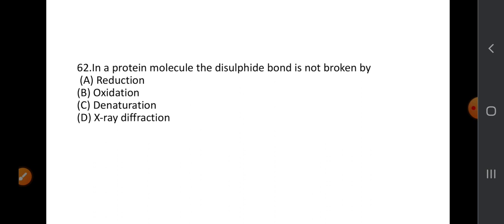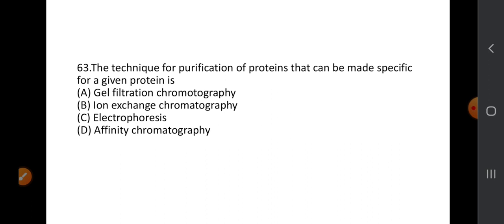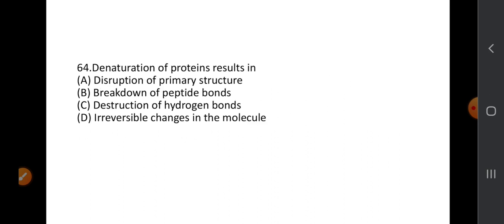Moving on. The 63rd question says the technique for purification of proteins that can be made specific for a given protein. Specific, the word pair I am emphasizing. So read the option and try to answer the question. The 64th question says denaturation of proteins results in. Read the 4 options, answer it for yourself.